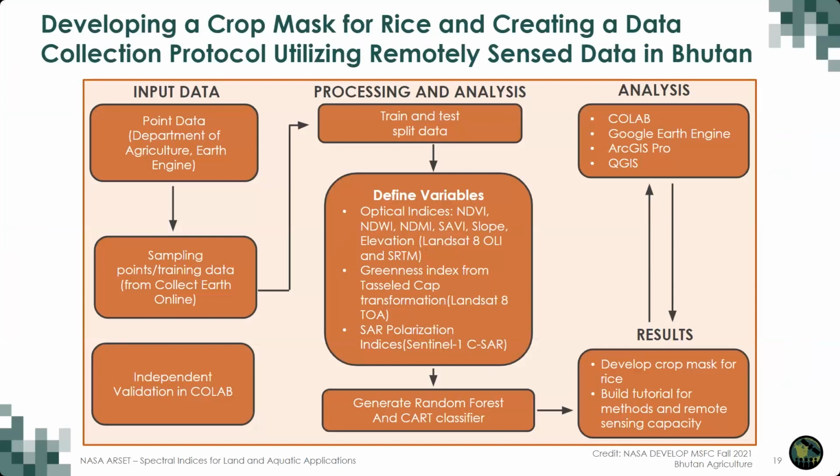The final steps involved creating the crop mask for identifying rice in Bhutan using the random forest classifier as the primary model and a classification and regression trees, also known as a CART model, as a baseline model to compare it to. To analyze the results, the team used Colab, Google Earth Engine, ArcPro, and QGIS.